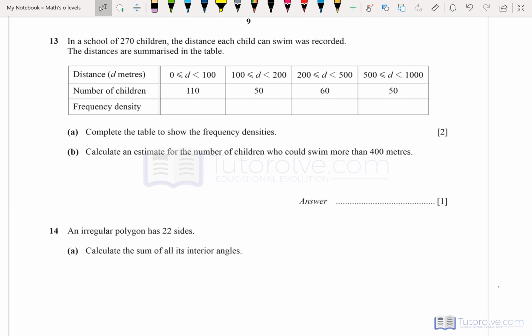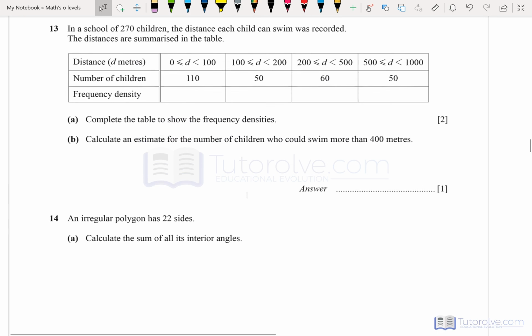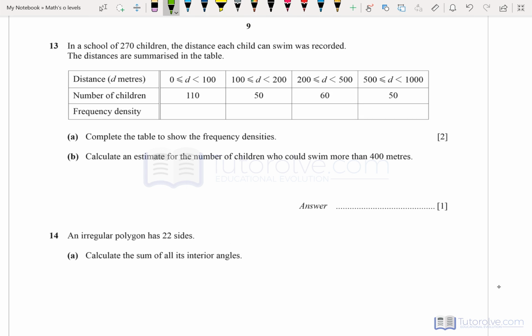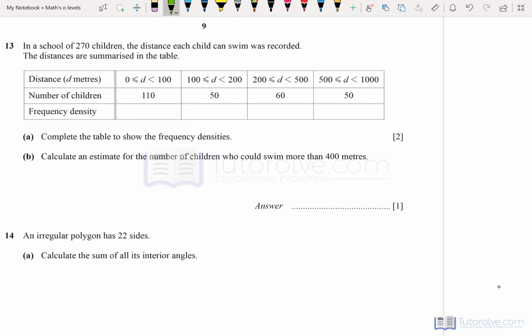In a school, 270 children, the distance each child can swim was recorded. The distances are summarized in the table. So basically what you need to do is find the frequency density. The formula for the frequency density is basically the frequency over the class width.